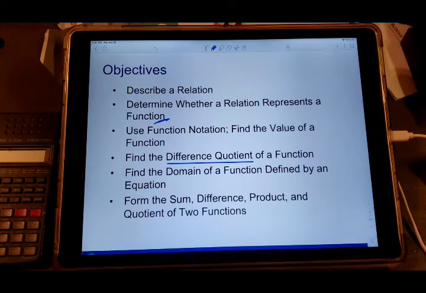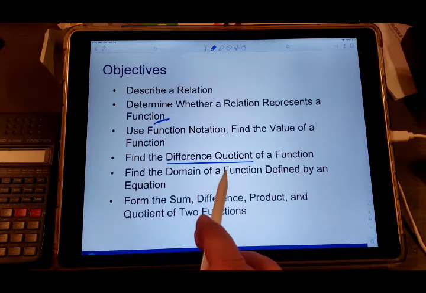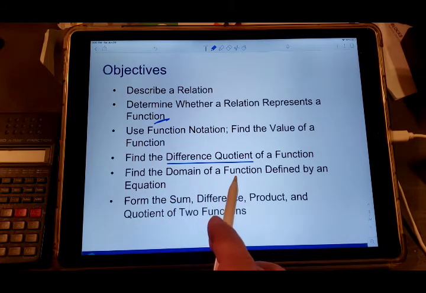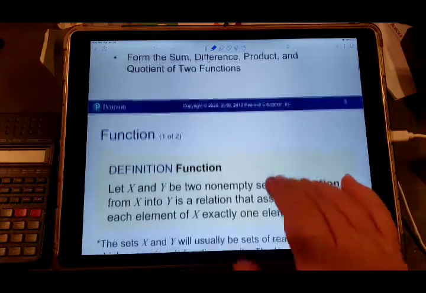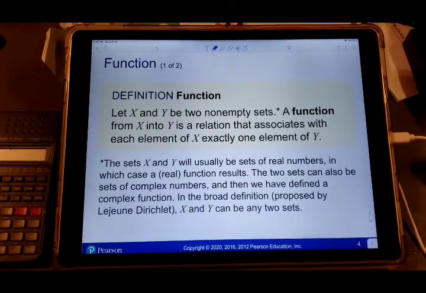A lot of times this class is viewed as one of the stepping stones to calculus, and so there's this kind of spillover, I guess, where they teach us the difference quotient. You will want to know what it is, though, even in this class. Find the domain of a function defined by an equation. And then you can add, subtract, multiply, or divide two or more functions. So there's a lot to cover in this section. It's probably one of the longest sections in the first half of the book, I'll say.